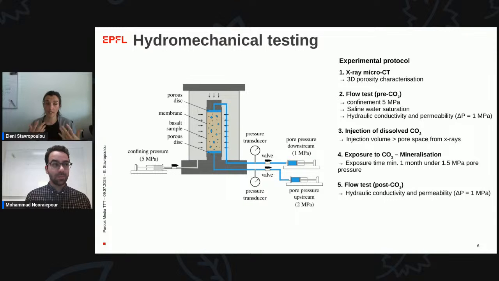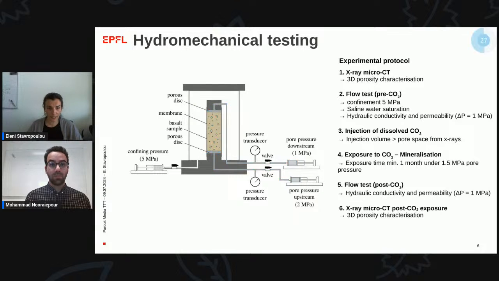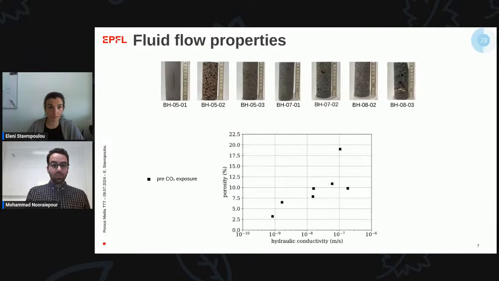So after that, we resaturated again, we flushed our sample again with fresh saline water, and then we reassessed the hydraulic properties and permeability of the material by repeating this constant hydraulic gradient between the 2 sides of the sample. Finally, once we have this measurement, we pass our sample through the tomograph again, to see if we can capture any changes in the pore space that we had initially characterized.